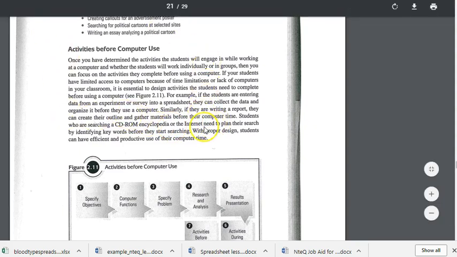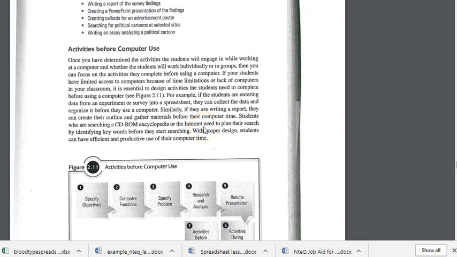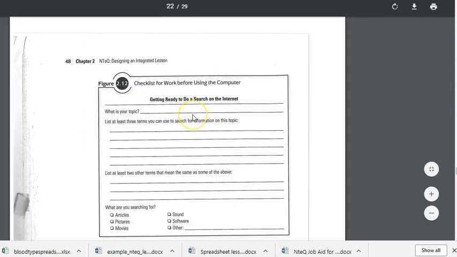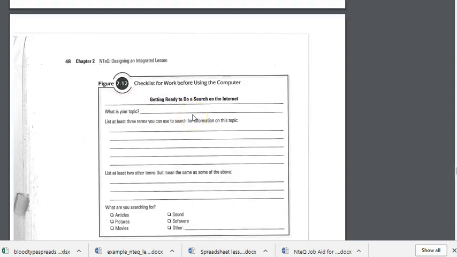One of the things that students can even do is brainstorm, and this is something that we did, not necessarily as an NteQ model, but anytime we did the Big 6 for information literacy skills, is to brainstorm and plan the student search. They could identify keywords that they're going to need before they ever start searching. With proper design, students can have a much more efficient and productive use of their computer time.